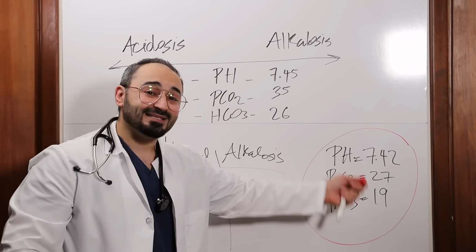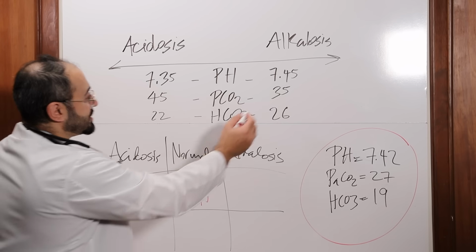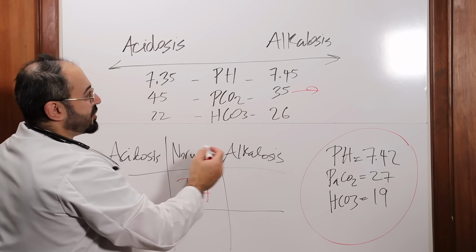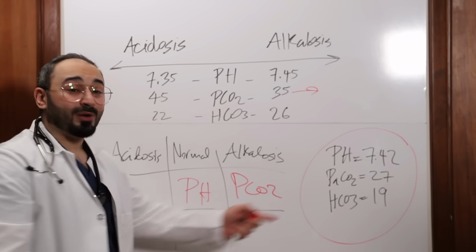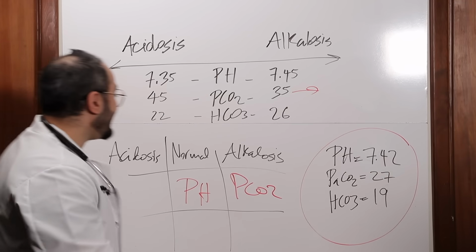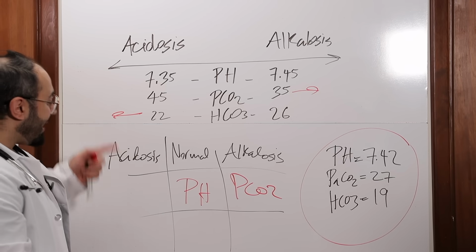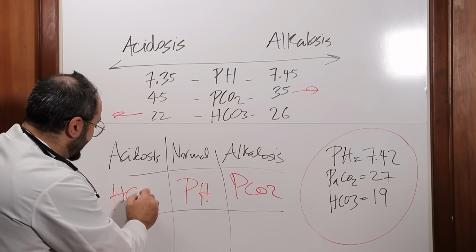What about PaCO2? It's 27. So it's right there, right? So it's alkalosis. I'm going to put PaCO2 right here. What about HCO3? It's 19. So it's right there, right? So I'm going to put HCO3 right here.